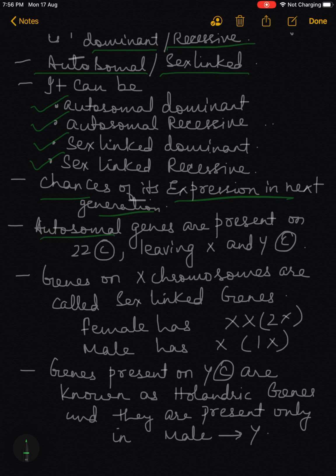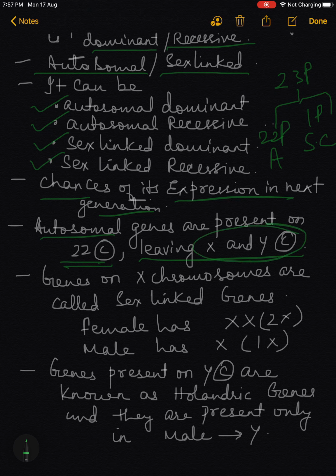Autosomal genes are present on 22 chromosomes. As we know, human beings have 23 pairs of chromosomes, and out of 23 pairs, 22 pairs are the autosomes and one pair is the sex chromosome, right? So autosomal genes are present on the 22 chromosomes, leaving X and Y because X and Y are your sex chromosomes. Genes on X chromosomes are always called sex-linked genes.